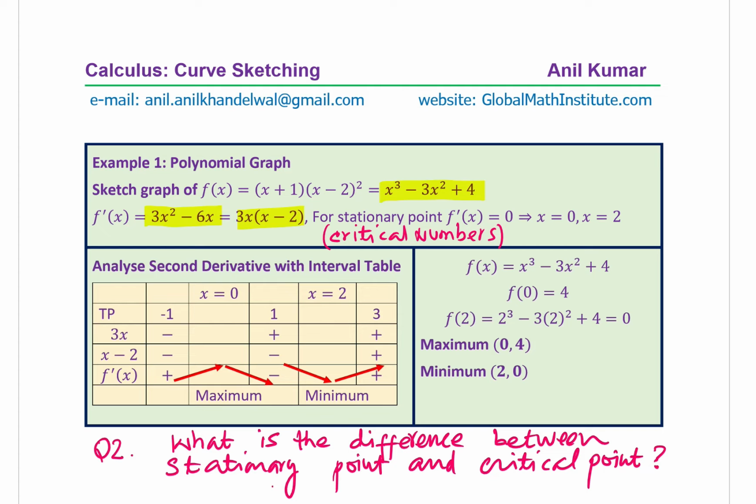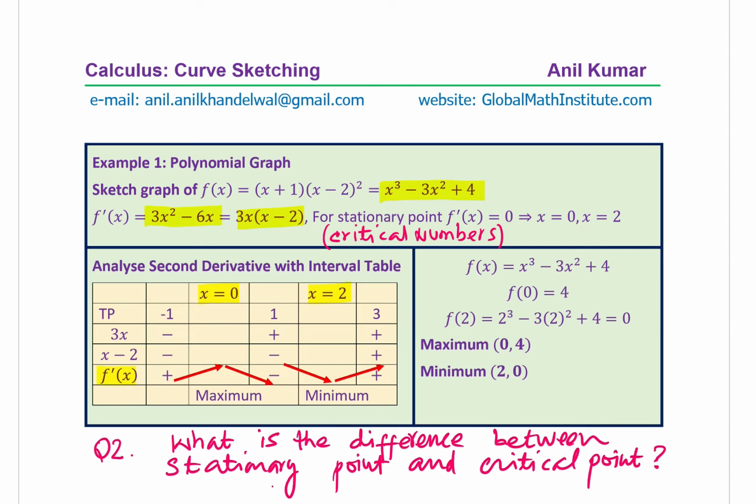Okay, so we now have the first derivative, which is 3x times x minus 2. So clearly the critical numbers or stationary points are at x equals 0 and at x equals 2, right? So we have two stationary points. We need to analyze which one of these could be a local maximum or a local minimum. For that, the criterion is that the function should be changing from increasing to decreasing or from decreasing to increasing.